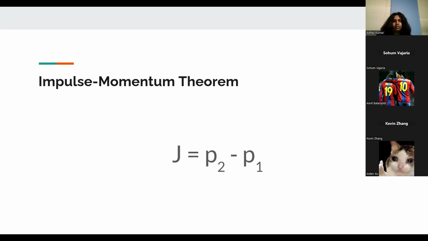600 Newton seconds delivered to a 50-kilogram object. At the end of the time interval, it is moving at 2 meters per second. So what was its initial velocity? I'll go around for this one, so I'll give you a minute or two. Just put your answers in when you have it.